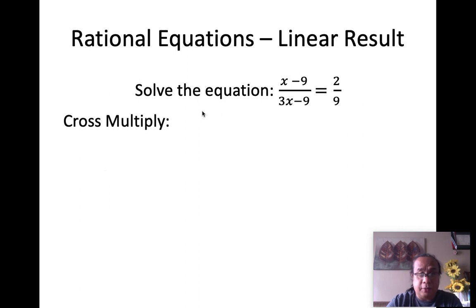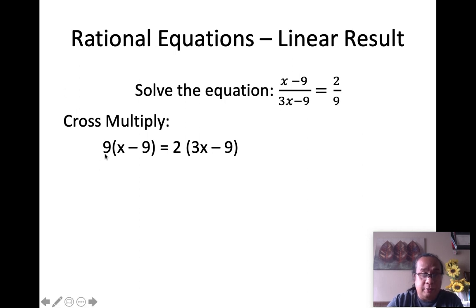If I cross multiply, this is what I'm going to have: 9 times x minus 9, and 2 times 3x minus 9. Notice that I'm distributing the 9 to each of the terms of x minus 9, and also the 2 with 3x minus 9. So it's going to be 9x minus 81 for this case. Then 2 times 3x gives me 6x, and 2 times negative 9 is negative 18.